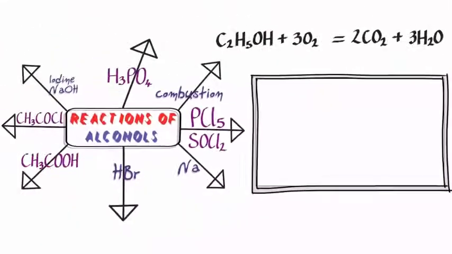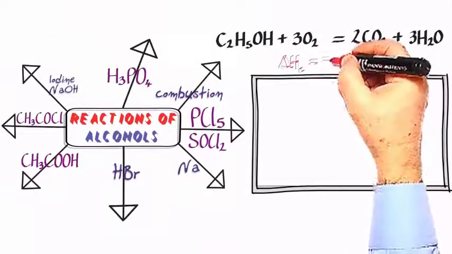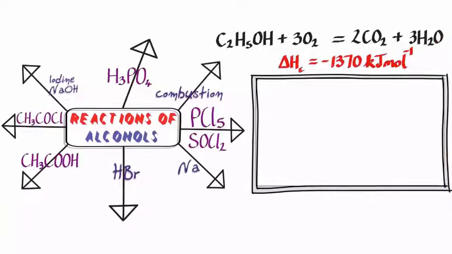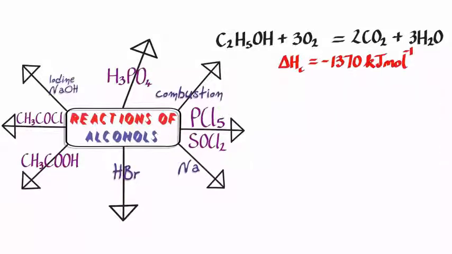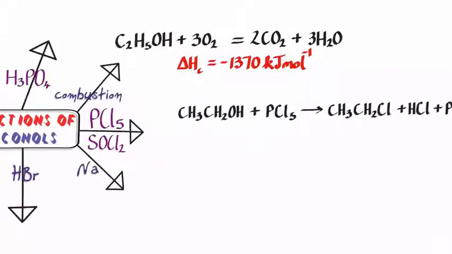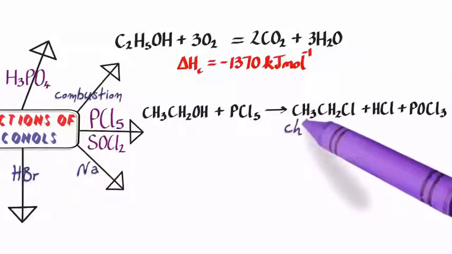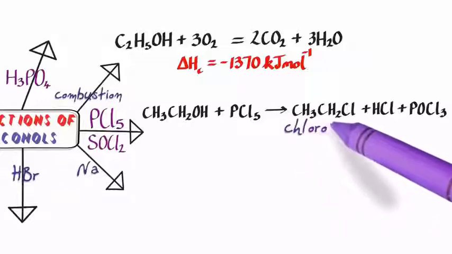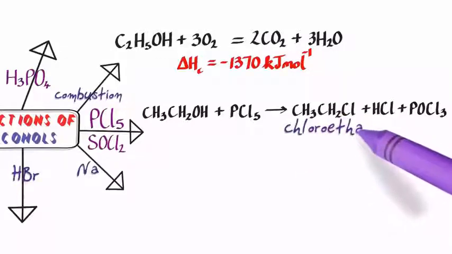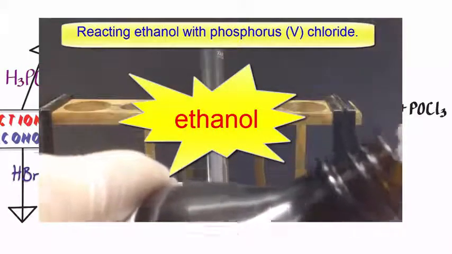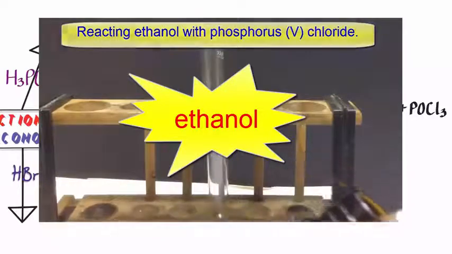And these combustion reactions produce heat. Let's take a look at the enthalpy change of this particular reaction, the combustion of ethanol. And you can see it has an enthalpy change of minus 1370 kilojoules per mole. Let's move on then to the use of PCl5 and SOCl2 to bring about nucleophilic substitution and form the corresponding alkyl halide or haloalkane. Ethanol is a clear liquid that boils at around 78 degrees centigrade.